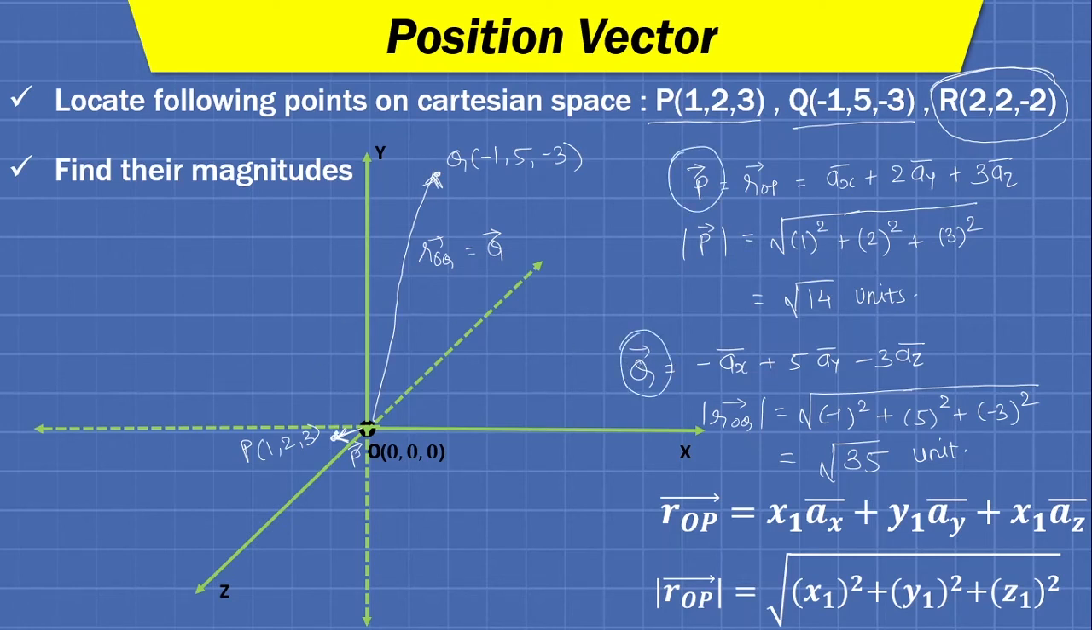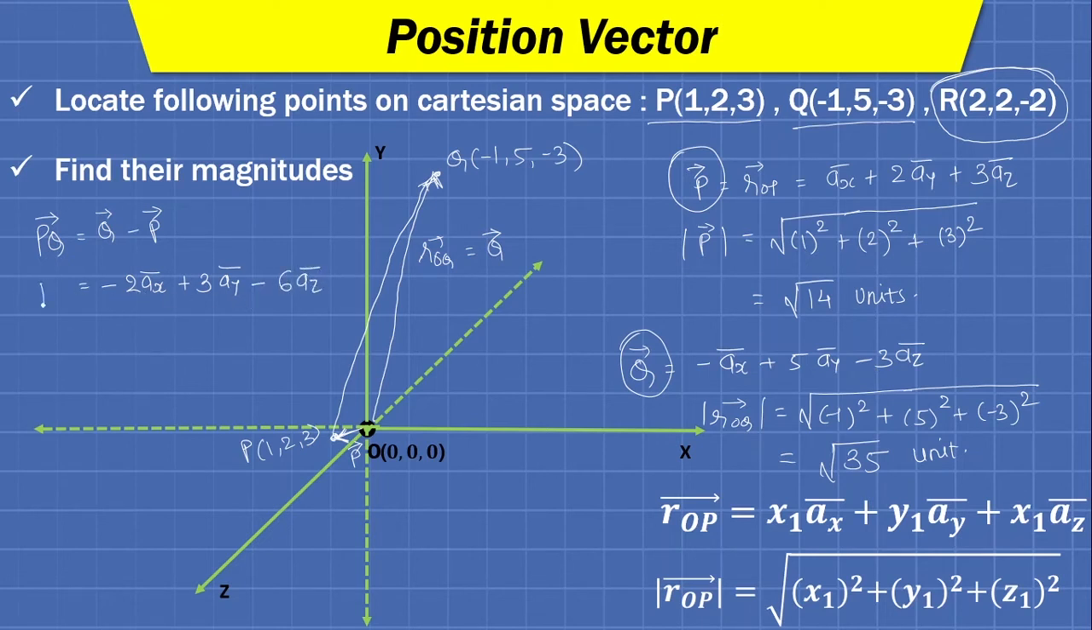Fine. If we want to find the distance vector from P to Q, then what can we do? So distance vector PQ is equal to Q bar minus P bar. Q bar's x coordinate is -1 and P bar's x coordinate is +1, but here minus will be performed, so it will be -2 ax bar. Same way for y coordinate, we will have 5 minus 2, that is +3 ay bar. For z coordinate we have -3 minus 3, so -6 az bar.